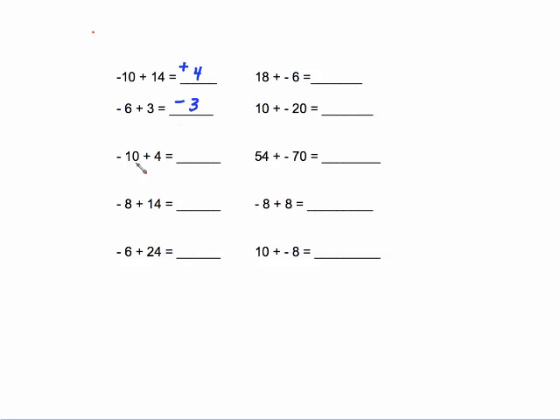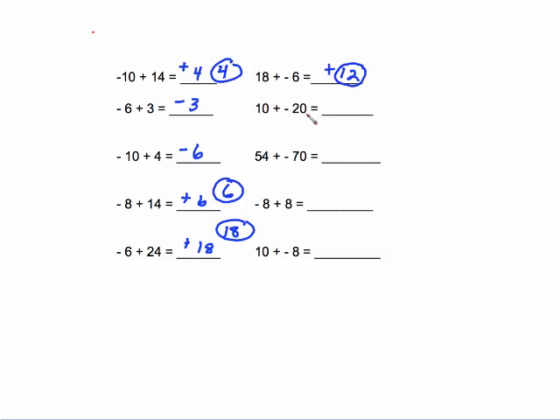-10 plus 4, the 10 is bigger. My answer will be negative. Subtract 4 from 10 is 6. -8 plus 14, in this case the 14 is bigger. It has a plus, so this is positive. Subtract 8 from 14 is 6. -6 plus 24, 24 is larger. It is positive, so my answer will be positive. And -6 plus 24 is 18. Again, you don't have to have the positive sign. This is just 4. This is just 6. This is just 18. So if you're entering answers in MyMathLab, you don't enter the positive, you just enter those numbers. 18 plus -6, the 18 is larger, so our answer will be positive. 18 minus 6 is 12, and then of course this is just plain old 12.